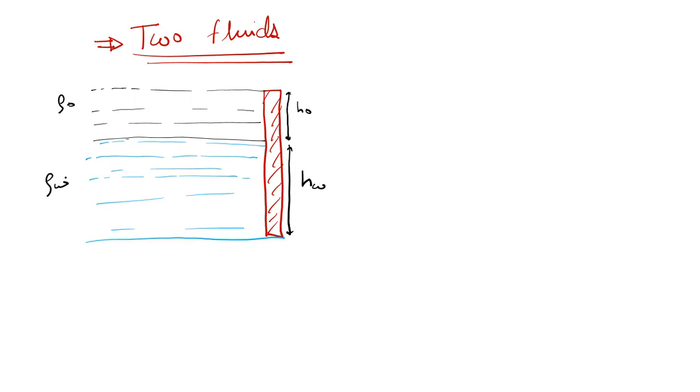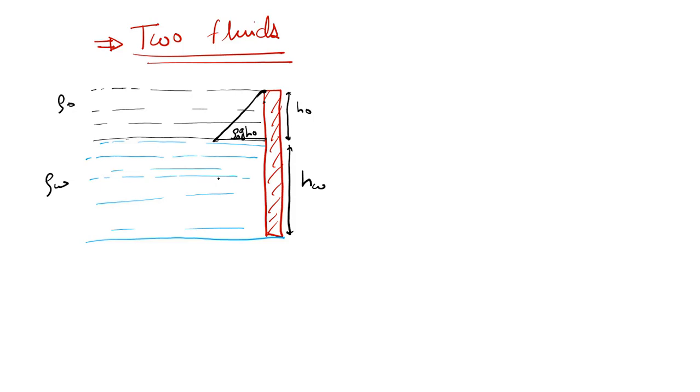So let us try to draw the pressure diagram here. Here the gauge pressure will start from 0, because P atm will get cancelled. As we can see, it will increase with height as rho naught g x. So I draw a triangle. What will be the pressure here? Rho oil g into h naught.